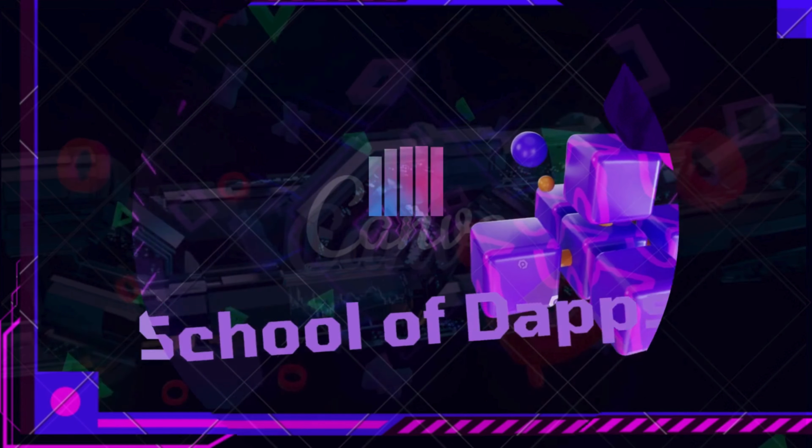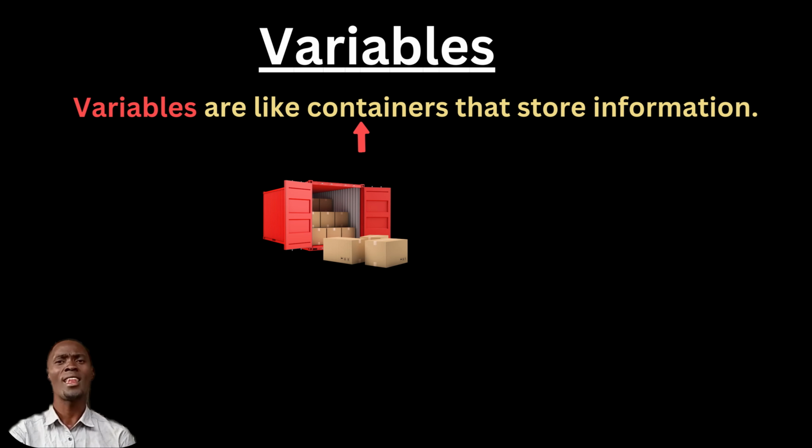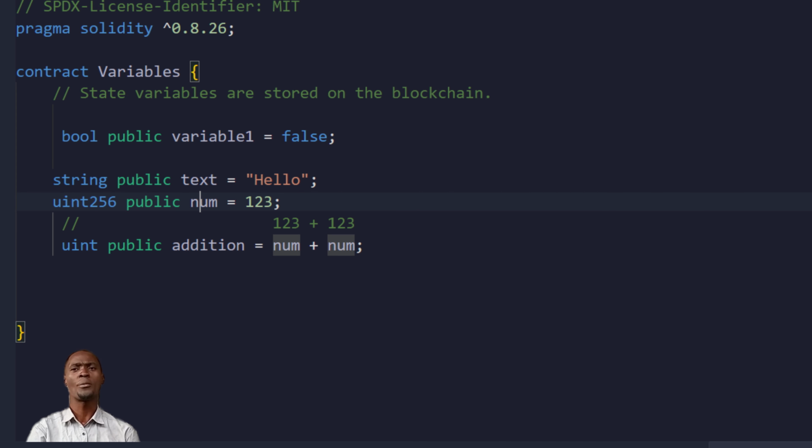In today's lesson, we are going to be exploring the concept of variables. Variables are like containers that store information. They hold values that can change or be used in a program. For example, if you want to remember a number, a word, or even a true or false value, you can put it in a variable and use it later.